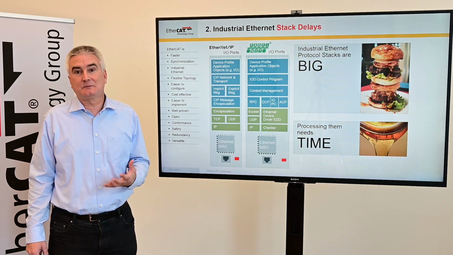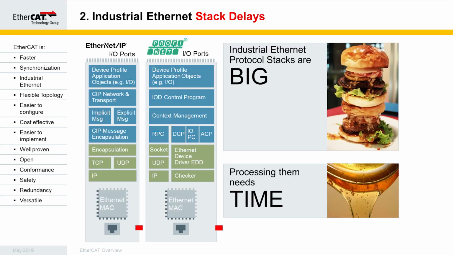EtherCAT, in contrast, is much leaner. The maximum stack size is about 70 kilobytes. We're not talking about megabytes of code. And in case of digital I/O, it's even 0. Why? Because the chips have digital I/O on board and there's no software interaction for a digital I/O node in EtherCAT.